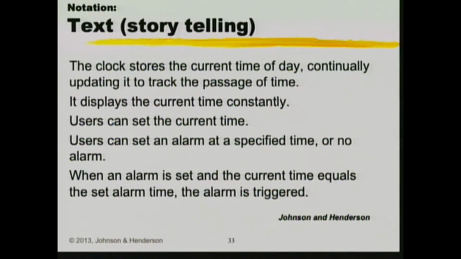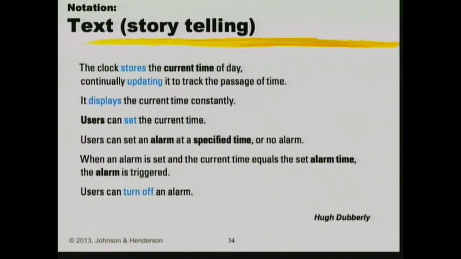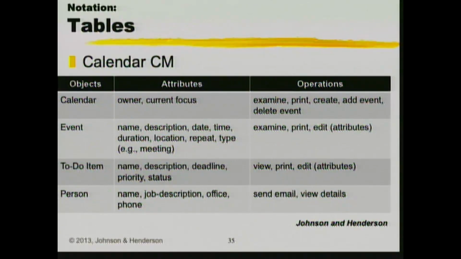It walks you through it, and this was something that Hugh Dubberly, those of you who know him up in San Francisco, did: one of the things he did was begin to color code the objects, the attributes, and the relationships in a story. You've seen this, which is what we've been doing here, just building a table of those things.